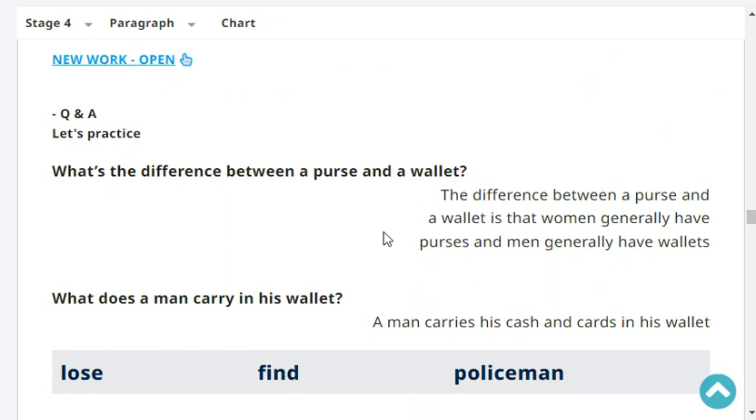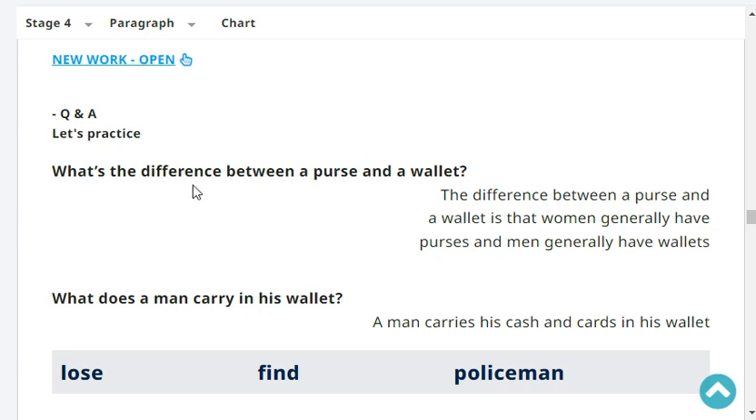What's the difference between a purse and a wallet? The difference between a purse and a wallet is that women generally have purses, and men generally have wallets. Very good. But in Asia we just call it wallet, right?